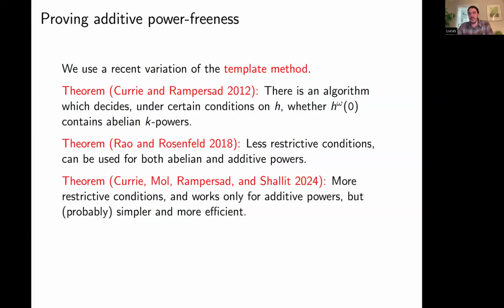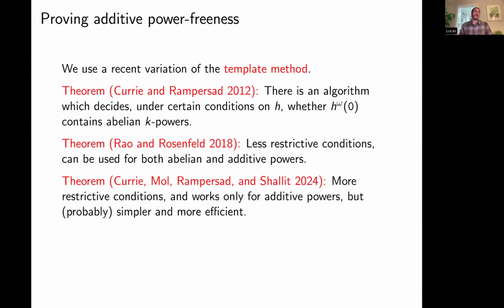I'll explain a little bit more about these templates, but the main difference between this 2024 variation and the earlier variations is that in the early variations, they were keeping track of Parikh vectors. So throughout the algorithm, you were keeping track of the number of occurrences of each letter in a word.